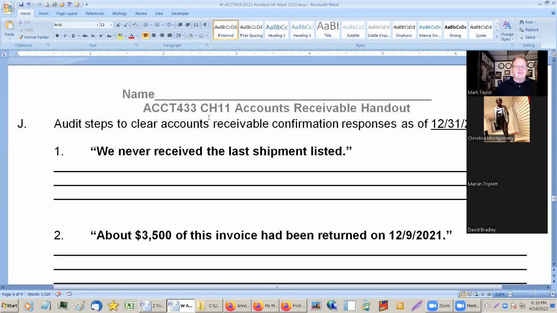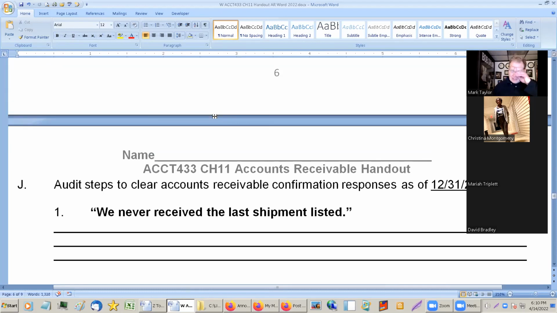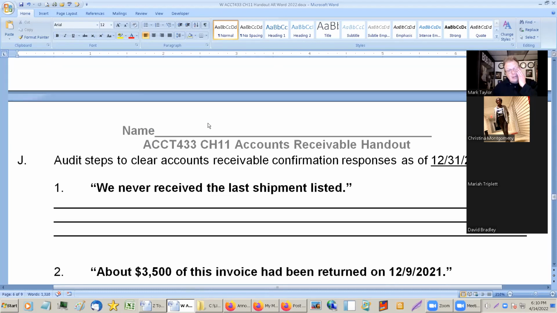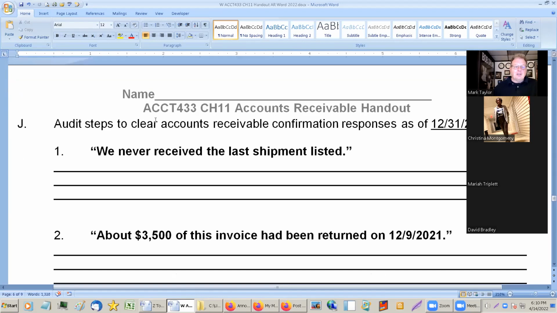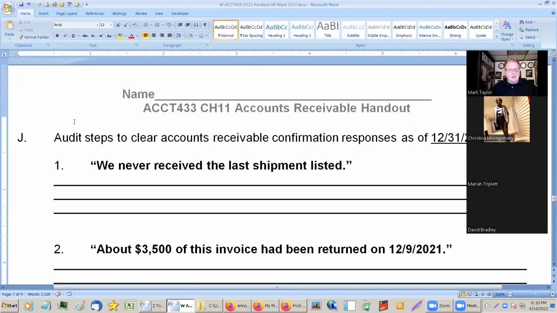So now if you go to, I don't know if it's page 6, my spacing may be wrong, letter J. And this is true of all audit stuff. And that is, what happens when you do a test? You send out all these documents, and you get back the customers' responses. And one of the things is, as an auditor, you are required to clear anything there's a question on, you have to clear it.